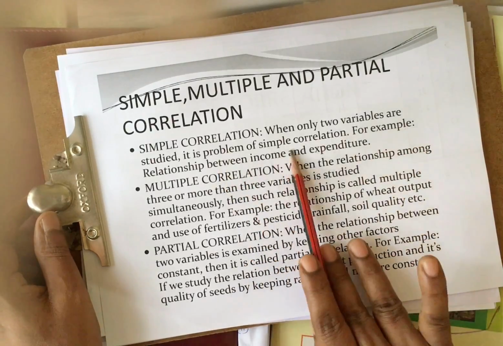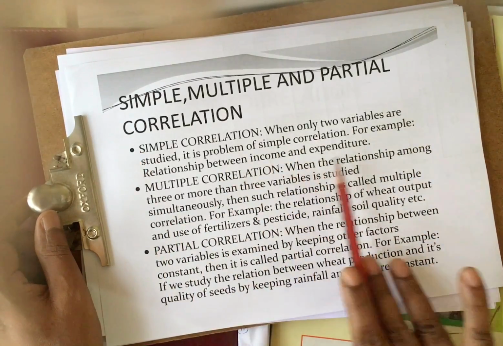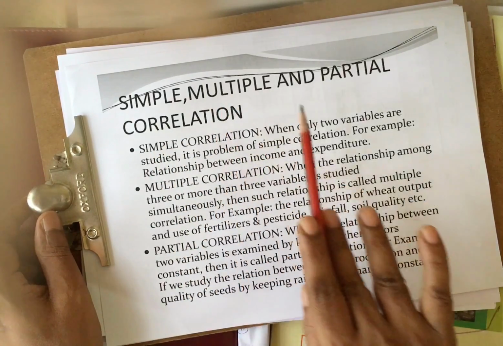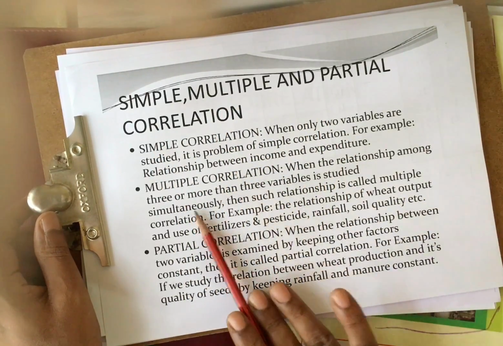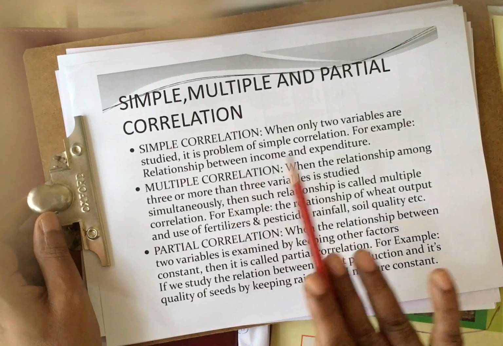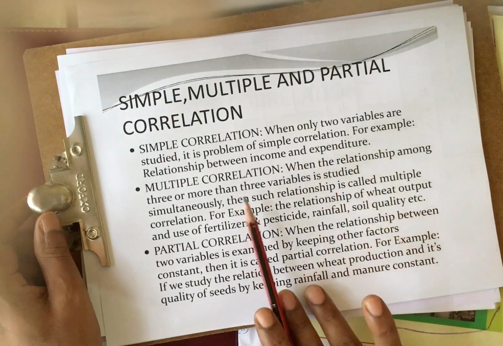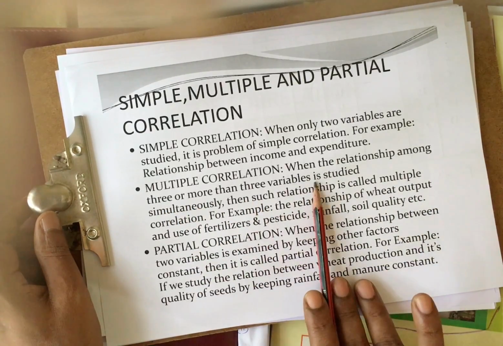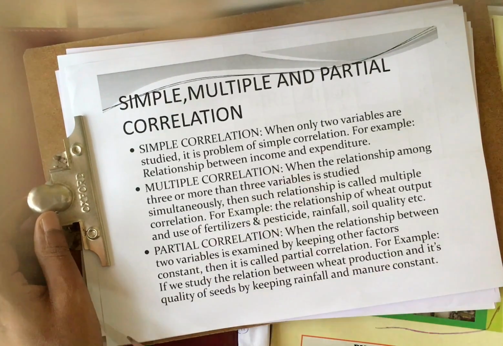Example, relation between income and expenditure. Earlier also I have taken the same example. That is a simple correlation. What is a multiple correlation? Here, the relation between one and other more variables. When the relation among three or more than three variables is studied, then that is called multiple correlation.